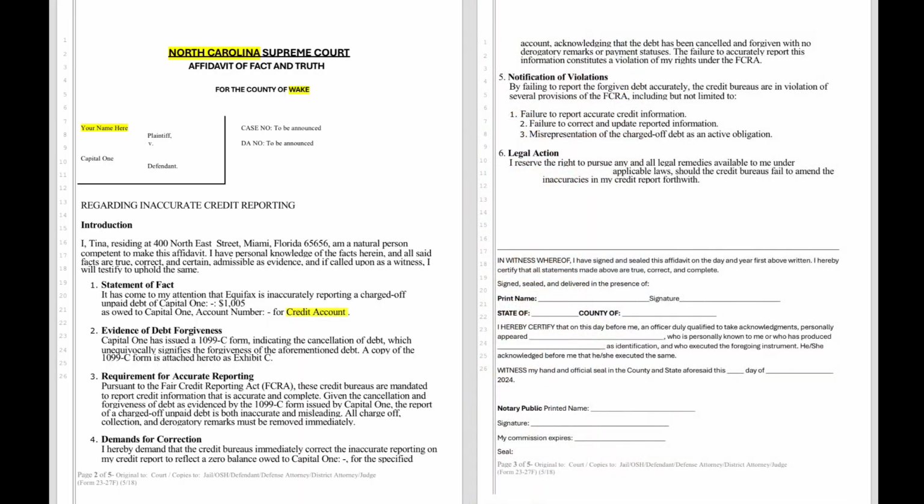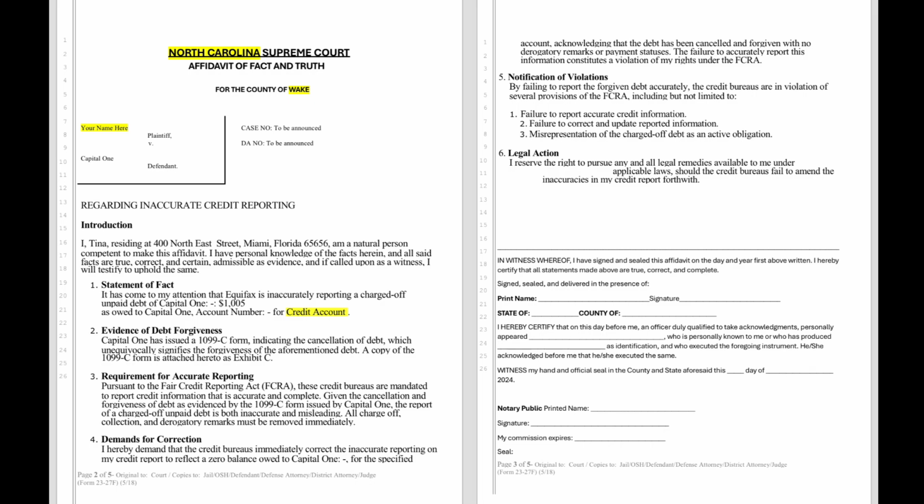So on your affidavit, you're going to want to make sure that you make it look as legit as you possibly can make it look, because it is legit. So we want it to look really professional and well put together, because we want to show the credit bureaus that we mean business. So, of course, highlighted in yellow is where you would fill in whatever state you're from or whatever your personal information is.